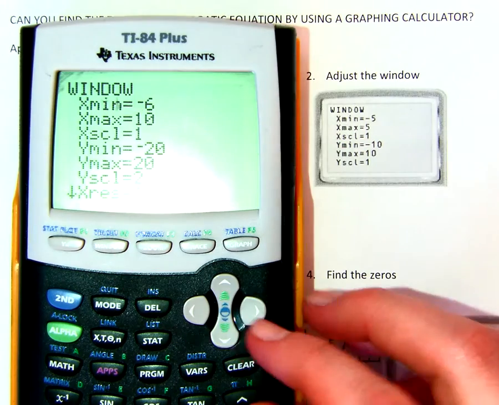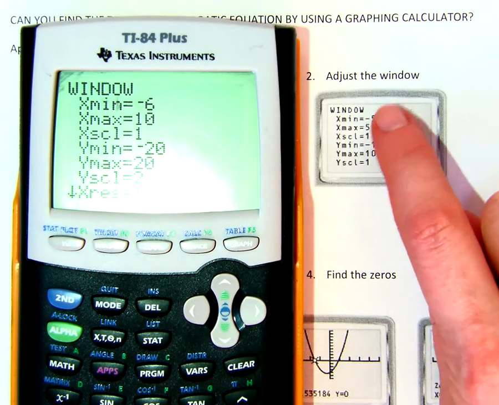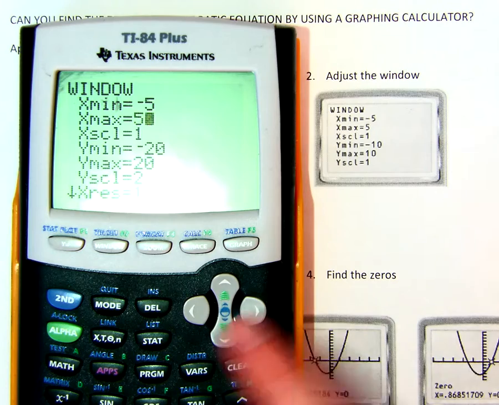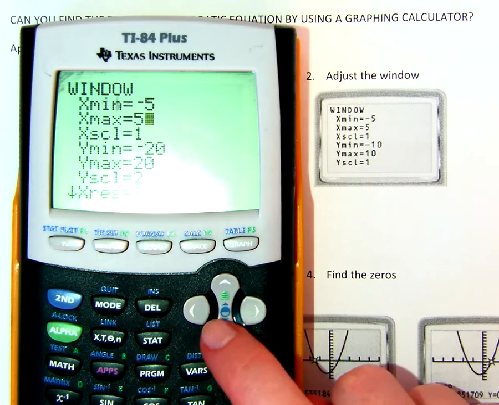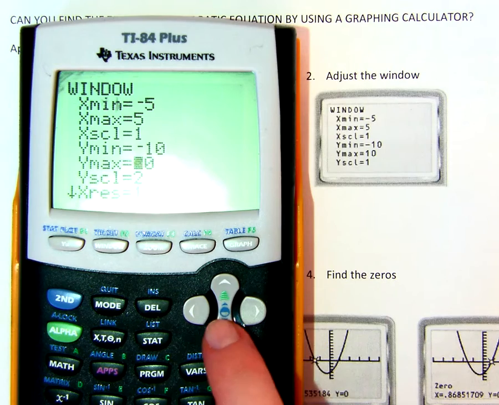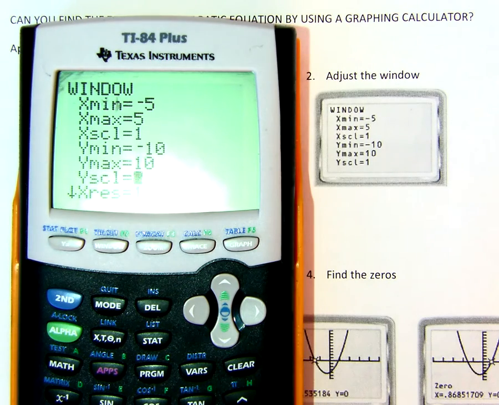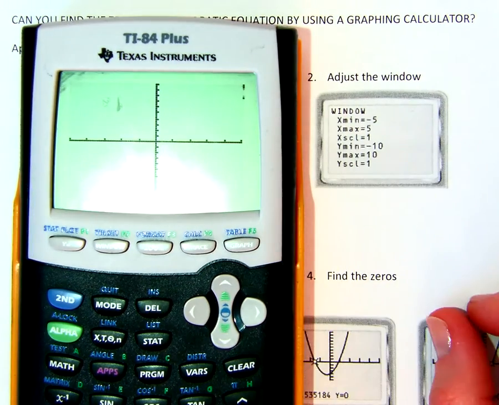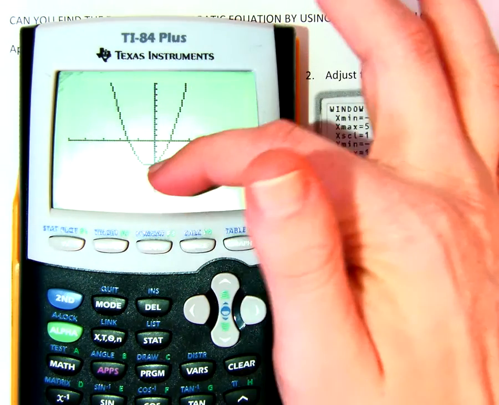So let's go to the window. I've said go from -5 to 5. For the y maximum and minimum, I'm going to use -10 and +10. And I'm going to go back to having a scale of 1 for the x and the y axis. I don't need to look at very big numbers this time. So let's graph this. There. And now I can see a lot more of this graph. I can tell a lot more about it.